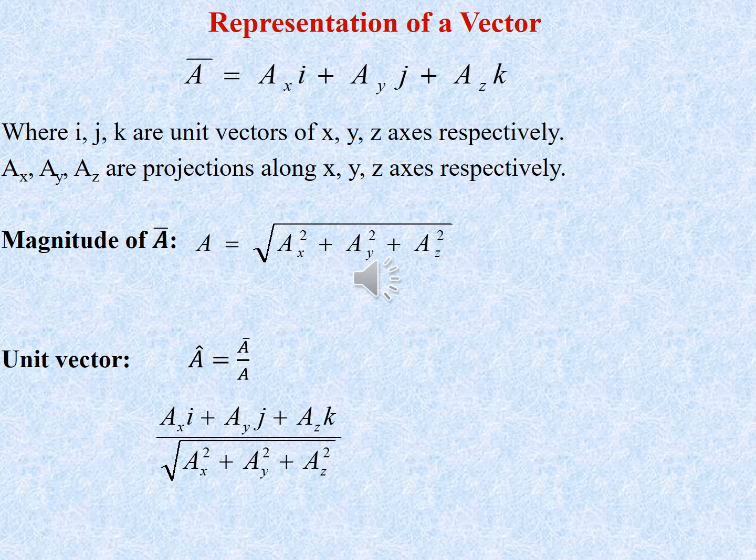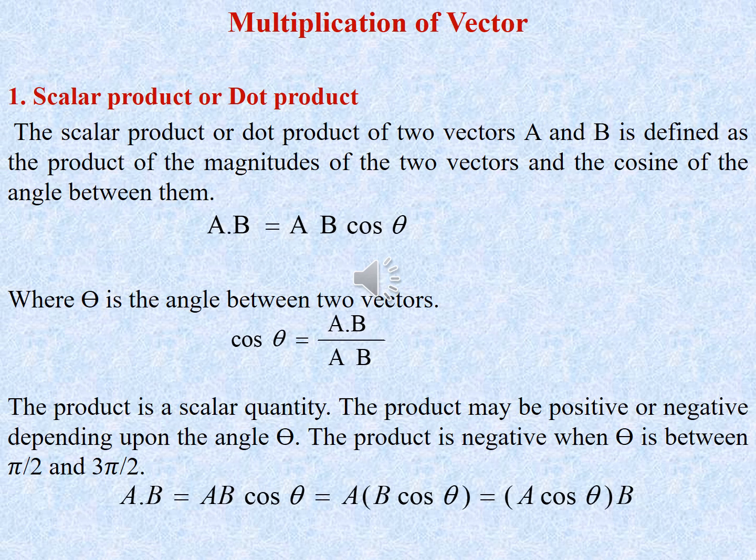Next one, unit vector. Unit vector A cap is equal to A bar by A. So we are substituting the values, so we will get the unit vector. A cap is equal to Ax i plus Ay j plus Az k by root over Ax square plus Ay square plus Az square. Multiplication of vectors.